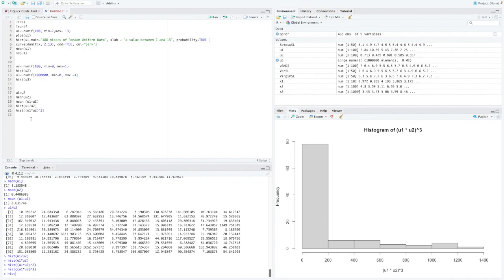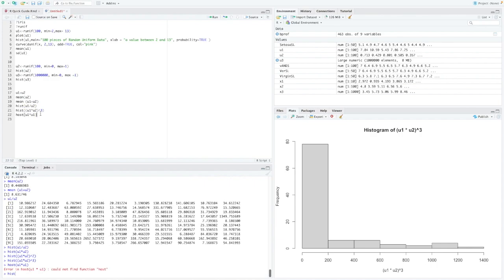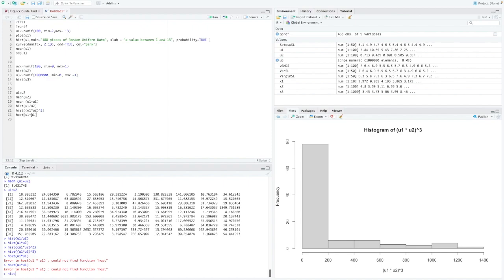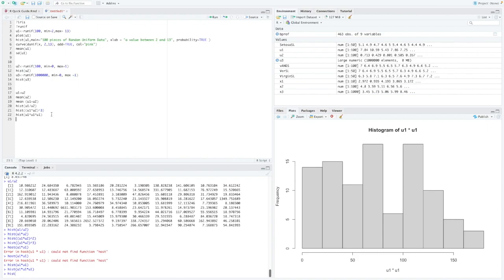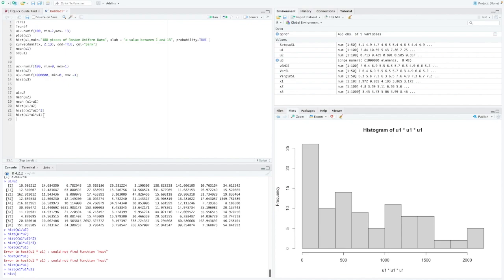We could also subtract. I could also take something times itself. So I could take like U1 times U1. Let's see what that looks like. So U1 squared essentially. Make sure you spell histogram right, and then it'll work for you. Okay. If I multiply by U1 again, I wonder how many times I'd have to take for it to start to get kind of normal. Again, this is just me playing around, y'all.